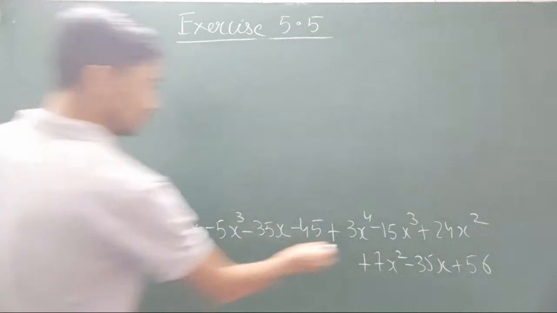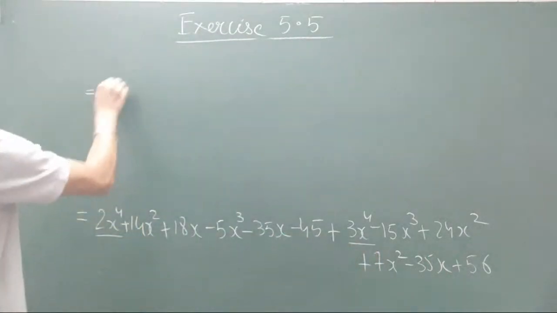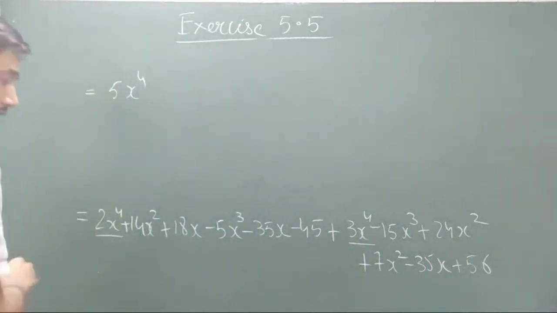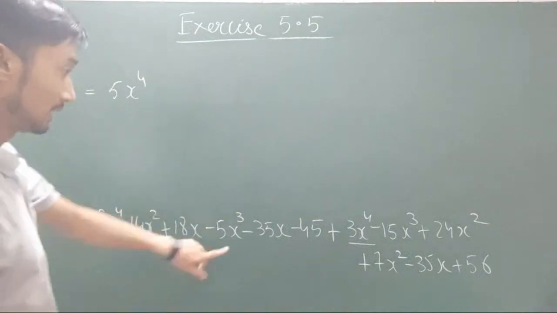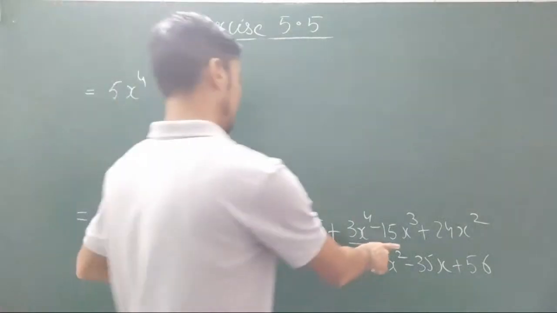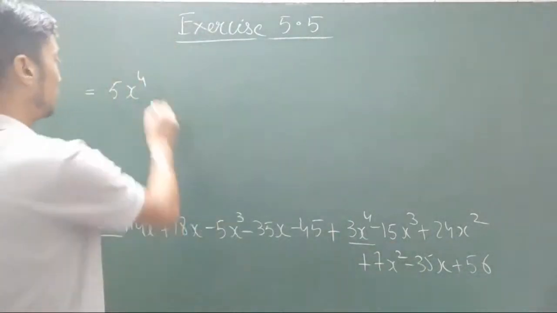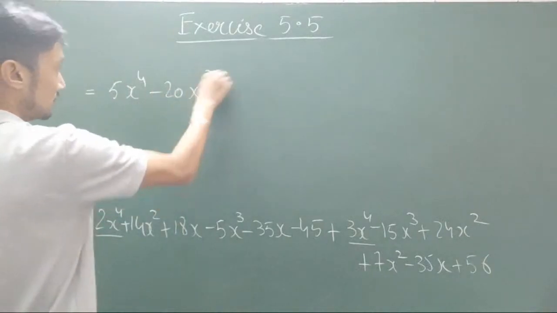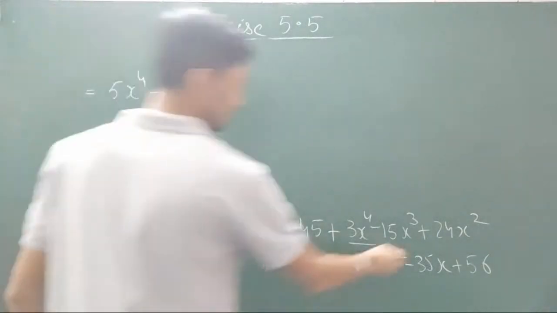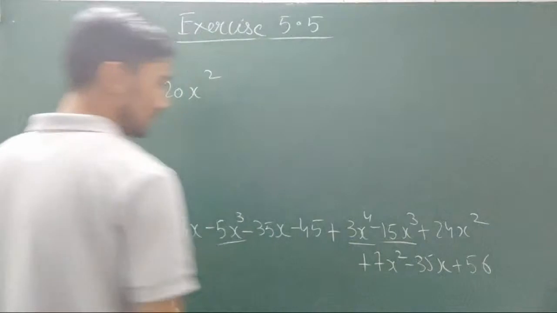So 2 plus 3 is 5. Everybody knows 2 plus 3 is 5. Okay? 5 plus 15 is 20. That also everybody knows. Okay? So this one also finished. This one also finished. Square.